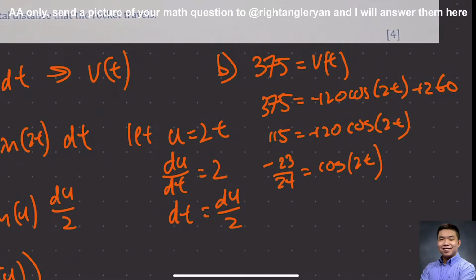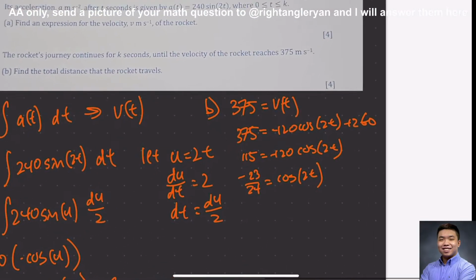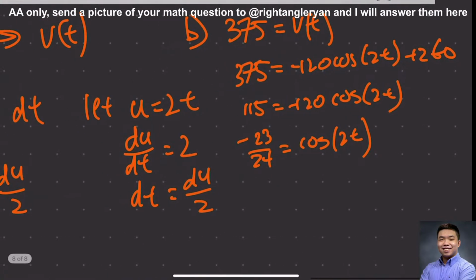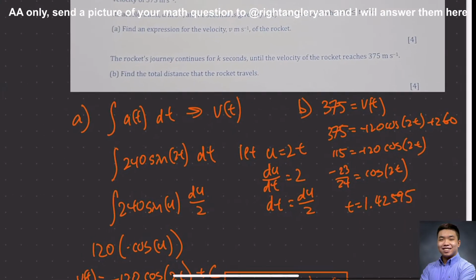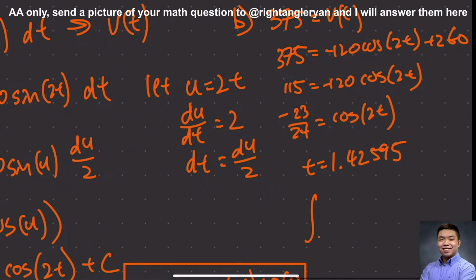Okay. So the first time it will reach 375 is when t is 1.42595. That means I know the rocket traveled for 1.42595 seconds. Therefore, if I'm trying to find the total distance, I need to integrate from 0 to 1.42595 of the absolute value of my velocity function.